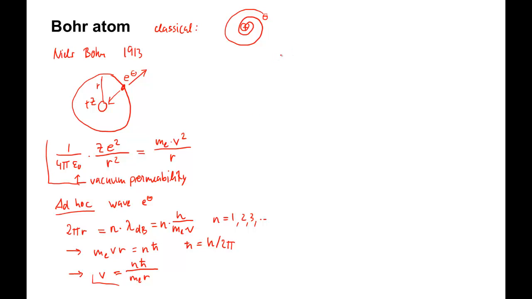The left-hand side remains unmodified: 1 over 4 pi epsilon 0 times Z e squared over r squared. On the right-hand side, we get m_e times n squared times h bar squared divided by m_e squared times r cubed. We can simplify this. A couple of r's drop out and m_e drops out once.